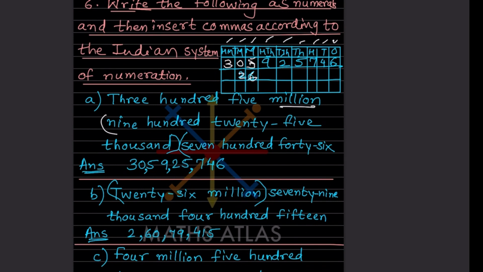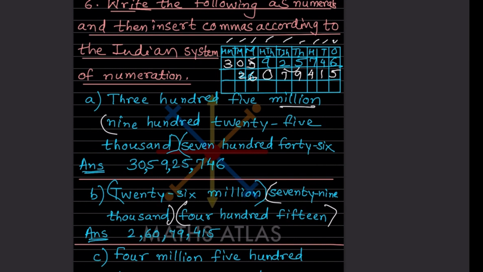Then what will I do? 79,000. Now look at here, 79,000. So where am I going to use that 79? I'm not going to use the 100,000 place. Only I'm going to use these two places. Okay, so 79 I'm going to write over here, and 415. So what will I do here? 415 I will write it over here. So now what I can see here, this place is empty, so I will put here 0.